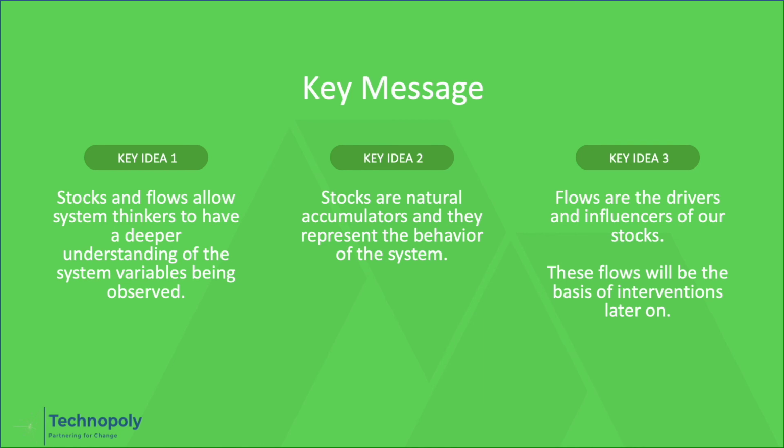As a key message that I'd like you to remember in this lesson, stocks and flows allow systems thinkers to have a deeper understanding of the variables being observed. It allows you to find causality more than correlation. Stocks are natural accumulators and they are the best representations of the behavior of your system. And finally, the flows are the drivers and influencers of our stocks. These flows will be the basis or the clue to where interventions can be designed later on.